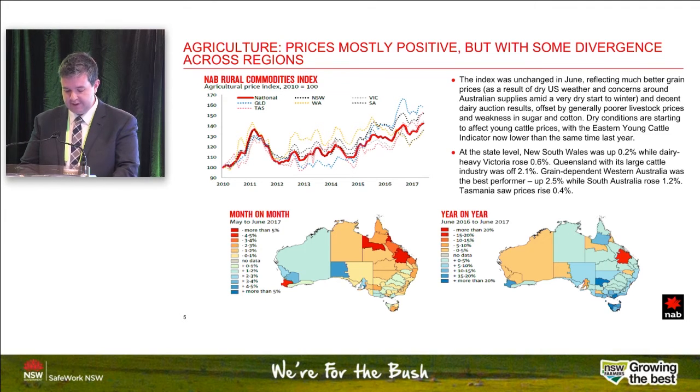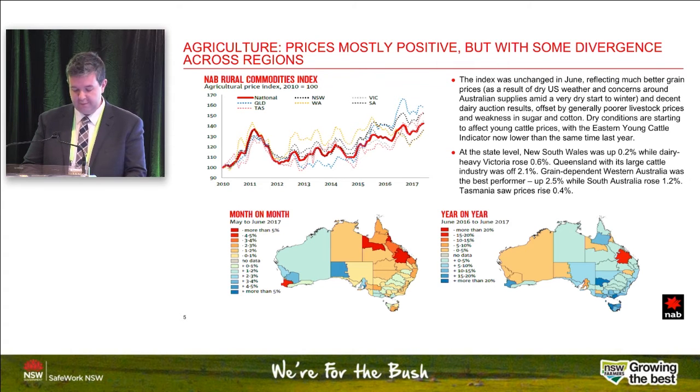Young cattle prices have trended downwards recently amid dry weather and mixed export markets. The Eastern Young Cattle Index is now below its level at the same time last year, which is the first time that's happened since 2014. Dry conditions have seen slaughter rates increase, according to data from Meat and Livestock Australia. And if winter dryness persists into spring, it is likely that there will be further turn-off and increased pressure on sale yard prices.